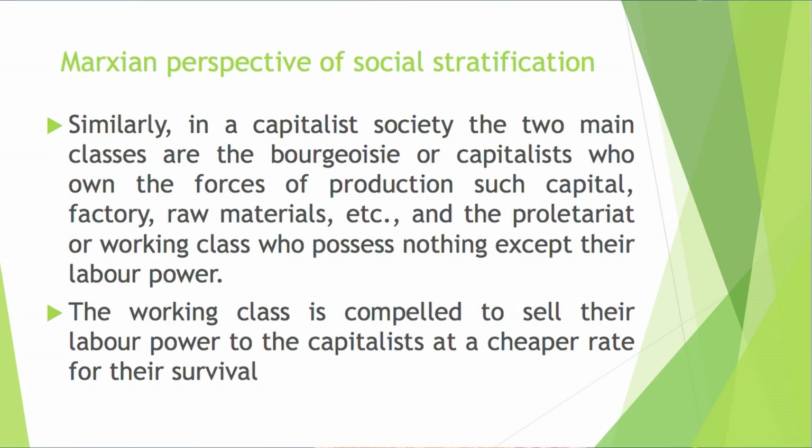Similarly, in the capitalist society, two main classes, the bourgeois or the capitalists, own the means of production, such as the capital, the factory, the raw materials, etc. And the proletariat or the working class, who do not have anything, are bound to work for those capitalists. And while working, they are exploited, because they are bound to work at a cheaper rate.